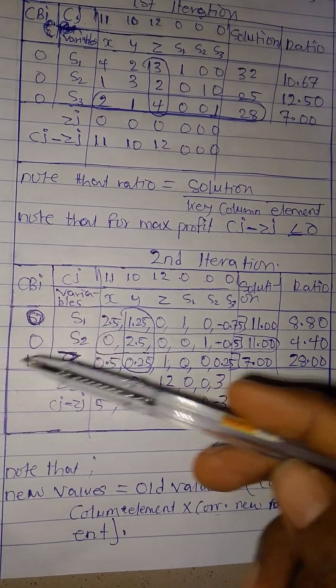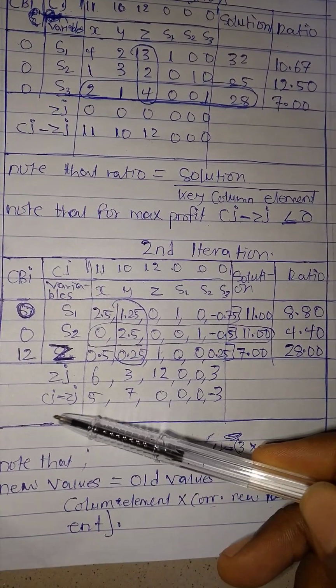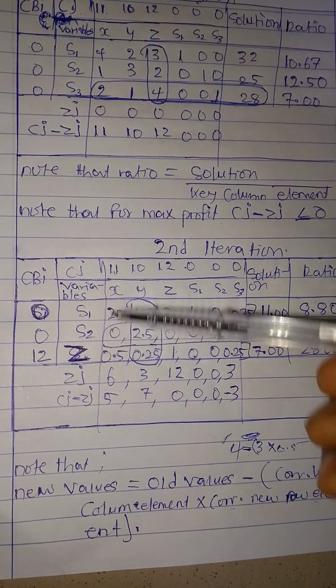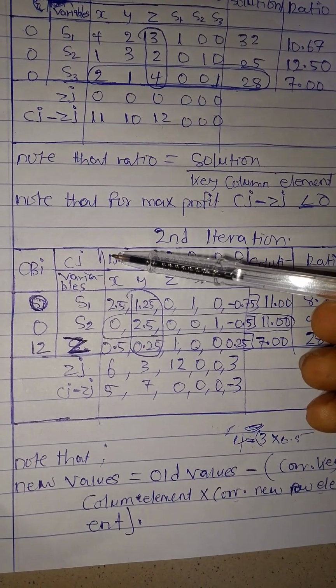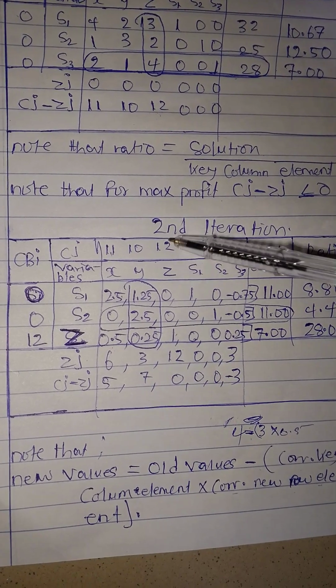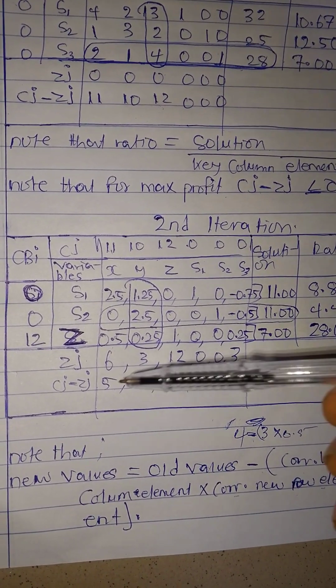Okay, so after doing that, you get cj minus zj. So my value for cj minus zj is: 11 minus 6 will give me 5. 10 minus 3 will give me 7. 12 minus 12 is 0. 0 minus this will give you this. As usual, you get this.